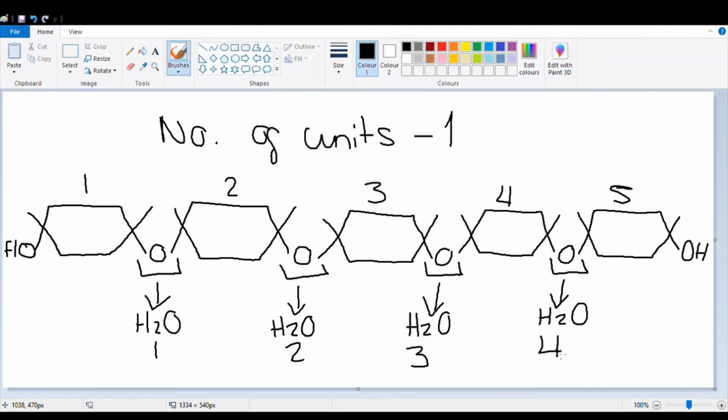Now, this is an important thing to note and to remember, because you may get an exam question that says something along the lines of a polysaccharide is formed of 12 monosaccharide subunits.